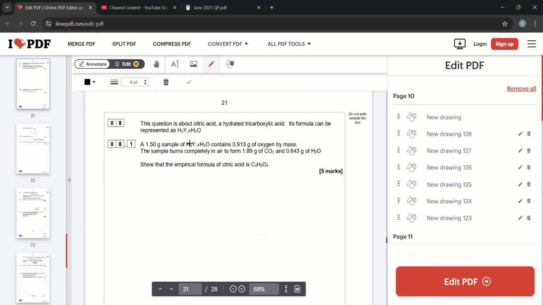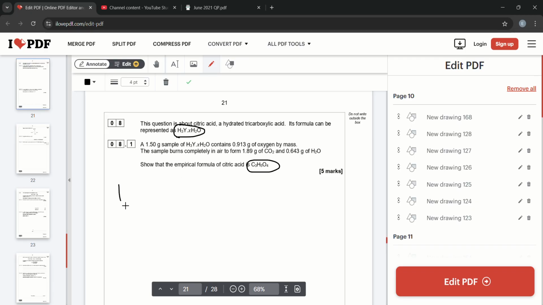Question 8. This question is about citric acid, a hydrated tricarboxylic acid. Its formula can be represented as this. A 1.50 gram sample of this contains 0.913 grams of oxygen by mass. The sample burns completely in oxygen to form 1.89 grams of CO2 and 0.64 grams of H2O. Show that the empirical formula is this.